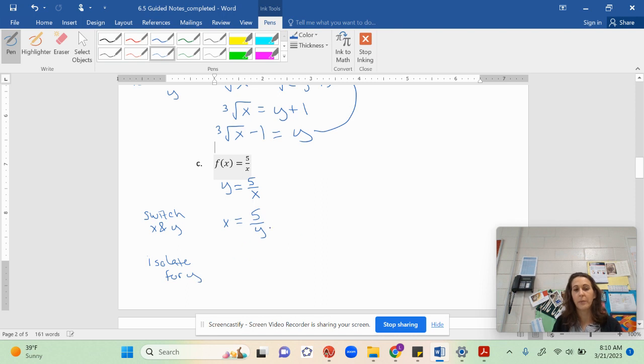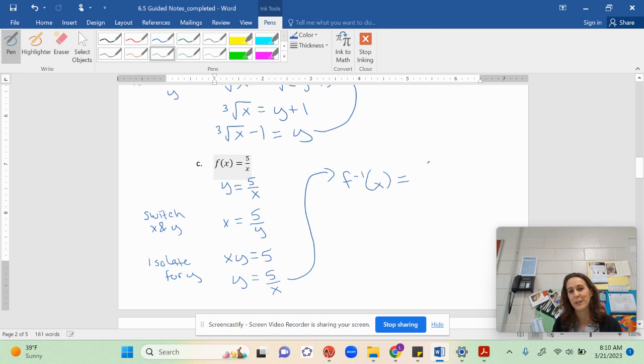When we isolate for y, we can multiply by y on both sides. That gives us xy equals 5, and then divide by x, and y equals 5 over x. And then the final step, f inverse of x equals 5 over x.